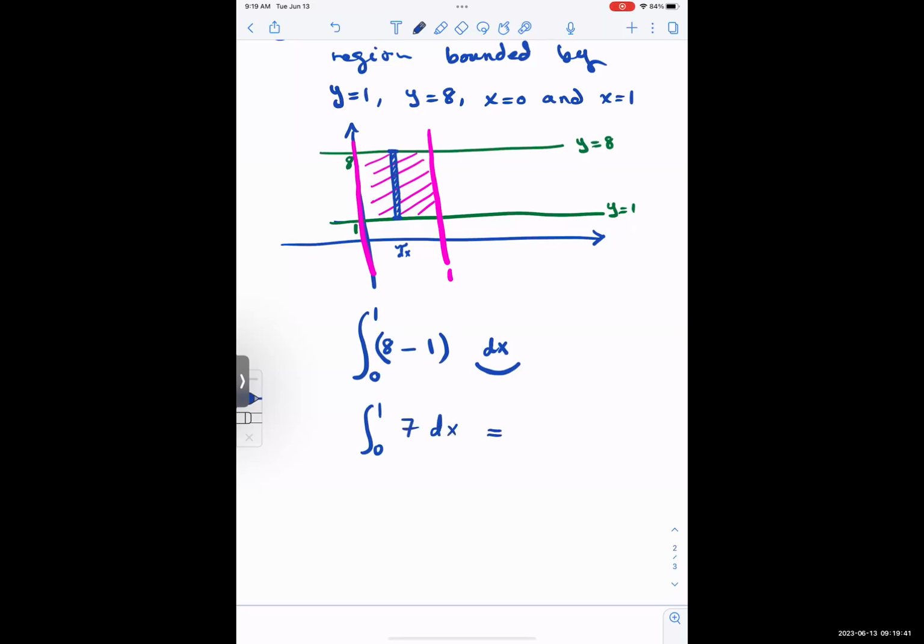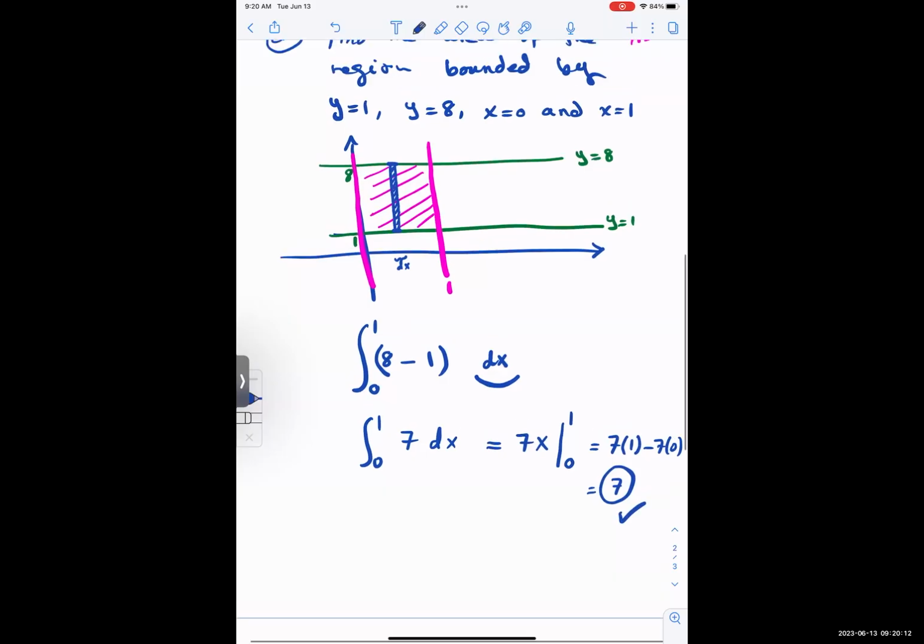I want you to evaluate this integral. What is the integral of 7? Just 7x, going from 0 to 1. Substituting the upper, 7 times 1, minus substituting the bottom one, 0. So the answer is 7.